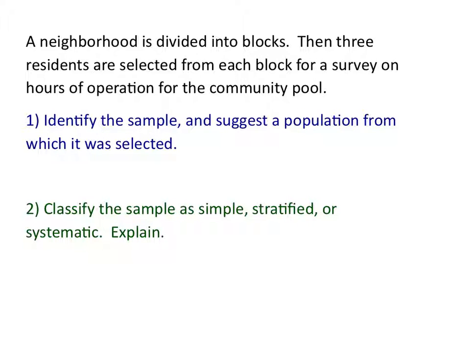All right, the third example. A neighborhood is divided into blocks. Then 3 residents are selected from each block for a survey on hours of operation for the community pool. Number 1, identify the sample and suggest a population from which it was selected.